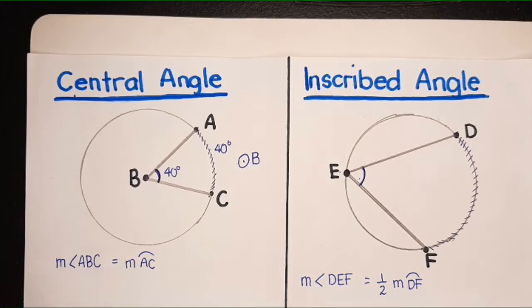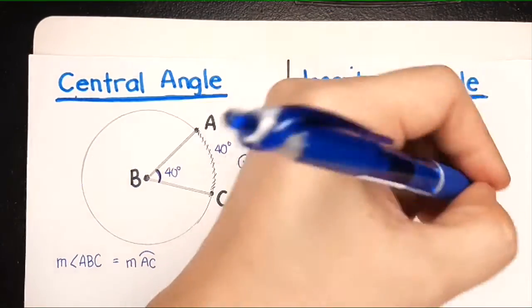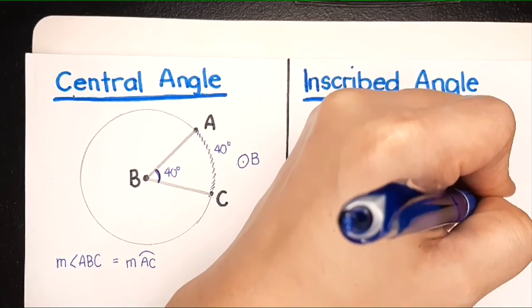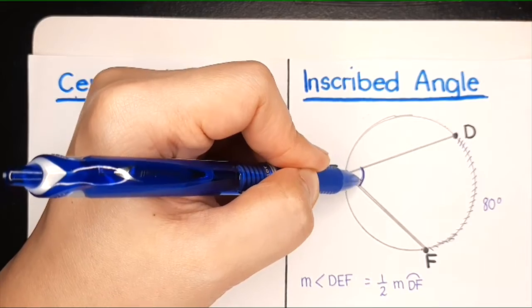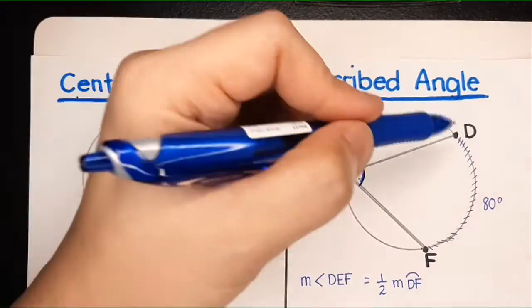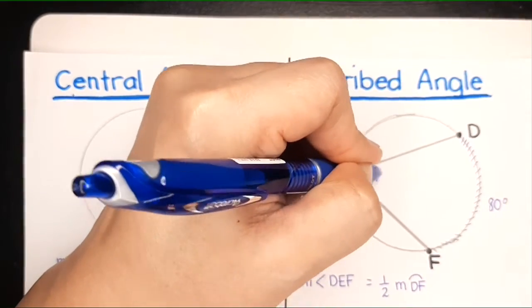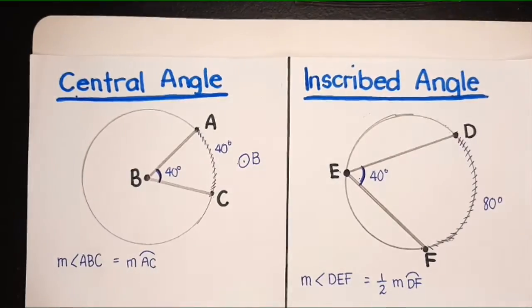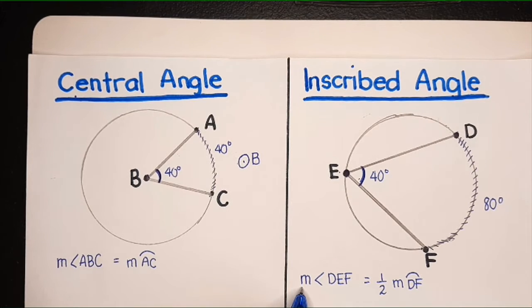Alright? So, for example, if this measures, let's say, 80 degrees, okay? The measure of this angle is equal to what? What is 1/2 of 80 degrees? It is 40 degrees. Okay? So that's how you use this formula.